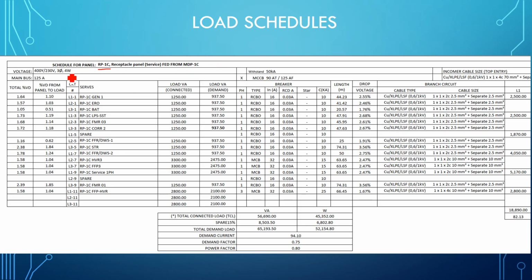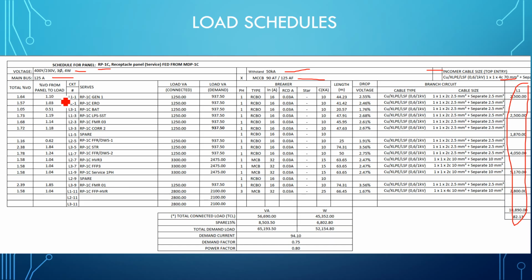This is the name, this is the voltage, this is the ampere. Here we have the short circuit withstand amperage. Then we have the incomer circuit breaker, 90 ampere tripping and 125 ampere frame. Then here we have the incomer cable size, that is 70 mm, and here the loads are given. It also has the other part, and this load schedule I also showed you in the previous lecture.